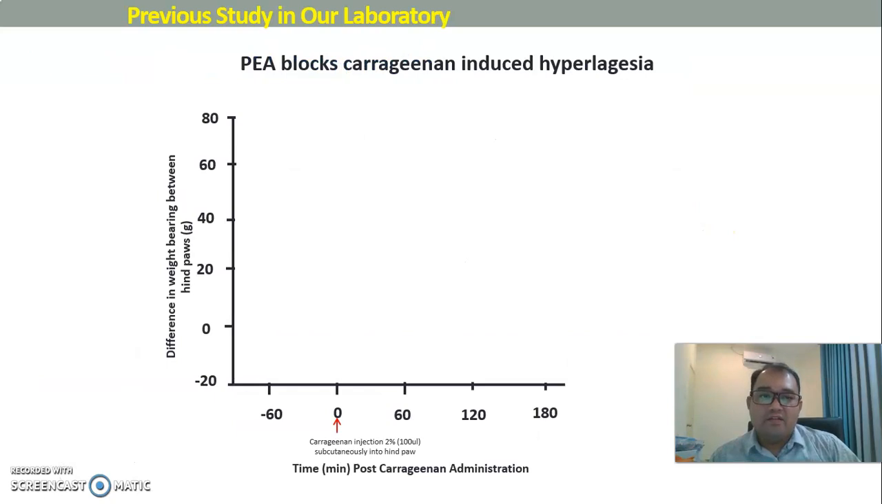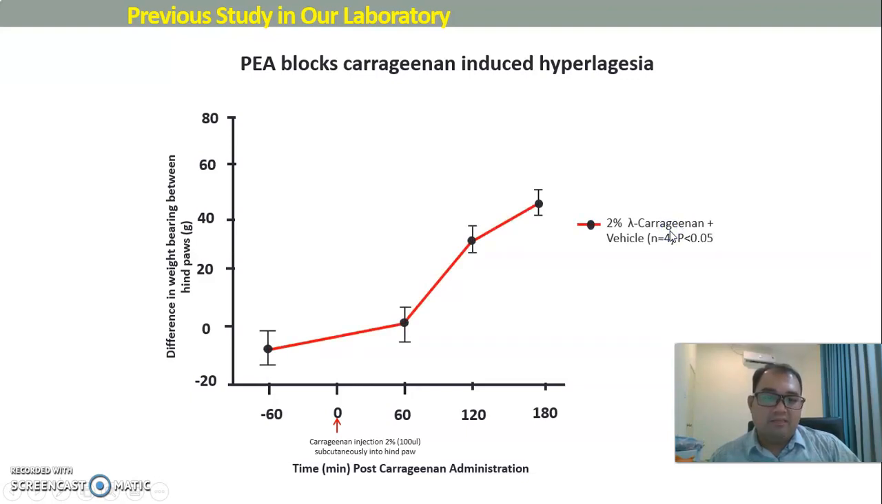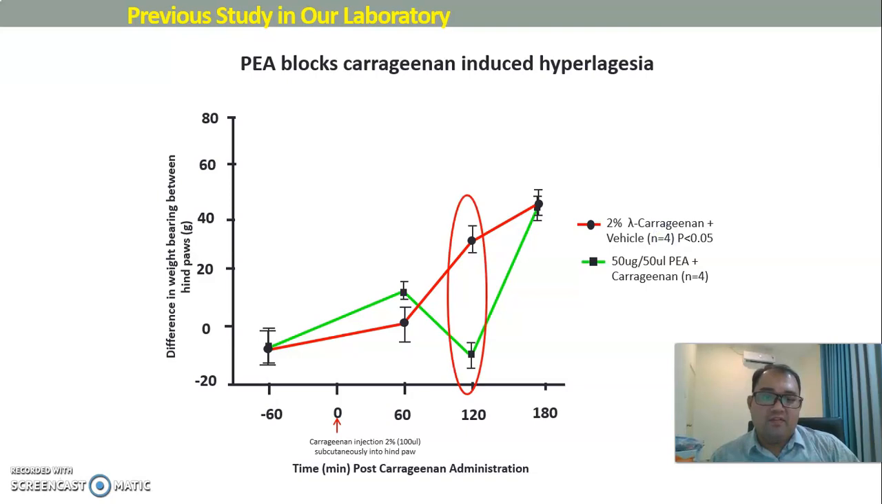Regarding this research, it actually started from our previous study in our laboratory, where we conducted a pain study in animals using Sprague-Dawley rats. We injected the paw of the animal using a toll-like receptor 4 ligand, which is Carrageenan. When we pre-treated the animal 30 minutes before the Carrageenan, it showed that PEA was able to inhibit pain at a certain time point, which is at 2 hours in this graph, as you can see here.